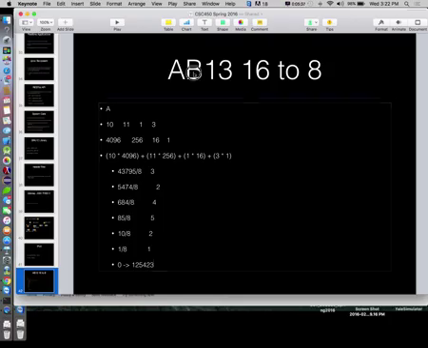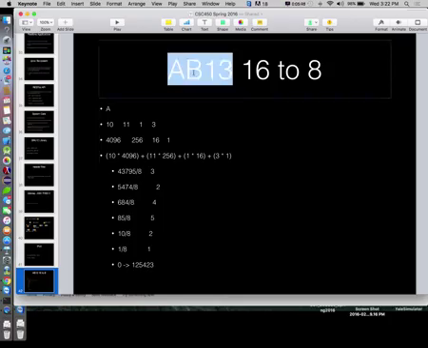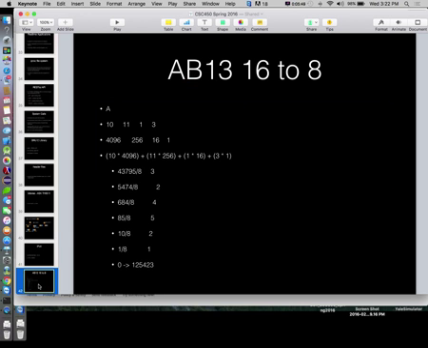So let's look at an alternative way of doing this. We can turn this number into binary first. So I'm just going to do this on another slide, actually.